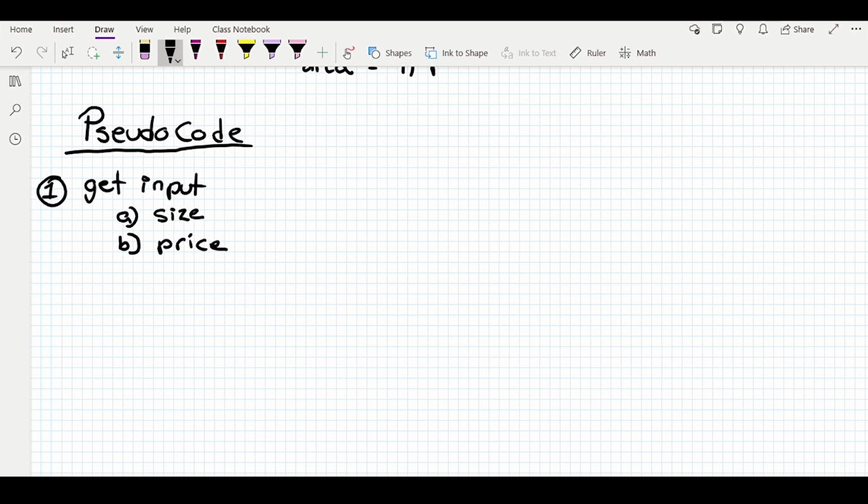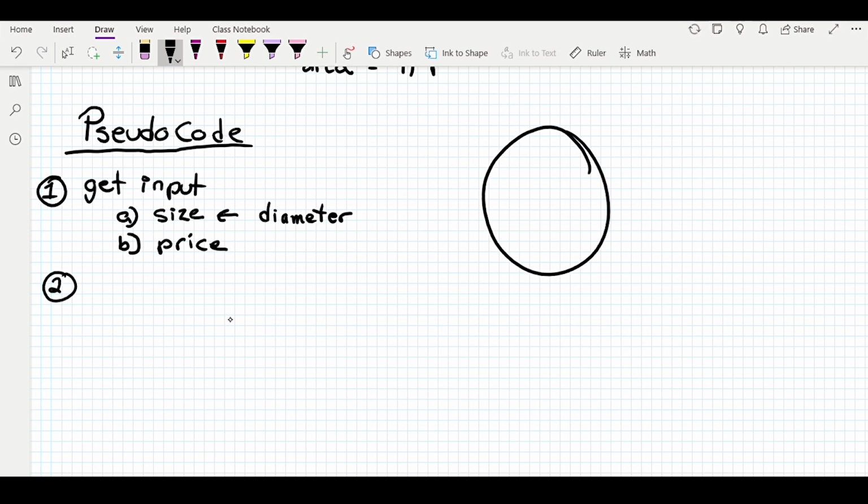Then what do we do? Well, we need to crunch some numbers. We need to do some math. We know that the area of a circle is pi r squared, but when we are getting the size of the pizza, it's actually the diameter. And we have to think about the relationship between the diameter of a circle and its radius. So the diameter is like if you draw a line from one edge of a circle to the other edge. Just like that. That's the diameter. And the radius is half the diameter. So the diameter is edge to edge.